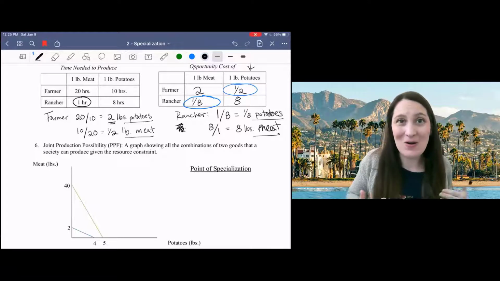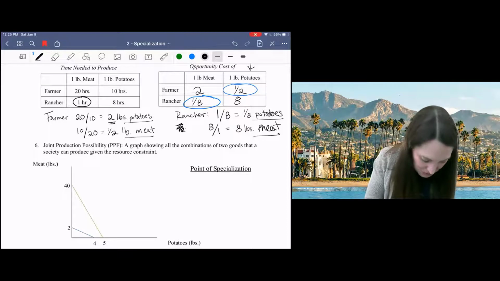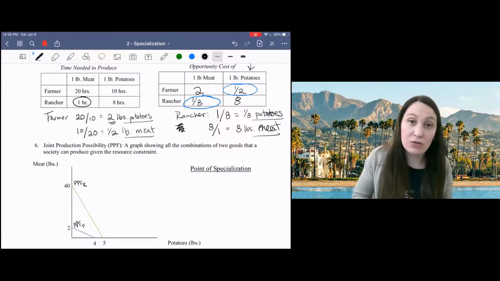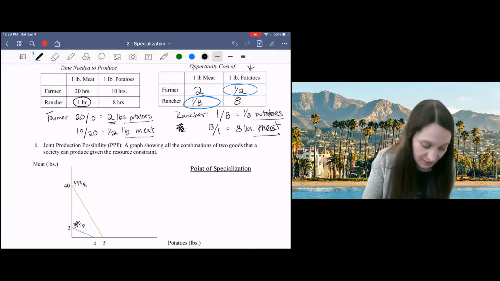We're ready to put our production possibility frontiers together to show how specialization can improve production outcomes. All right, so here I've just put in the farmer's PPF and the rancher's PPF to simplify what we need to do in order to plot the joint production possibility frontier. But whenever you're plotting the joint production possibility frontier, I would recommend first starting with the two individual production possibility frontiers.